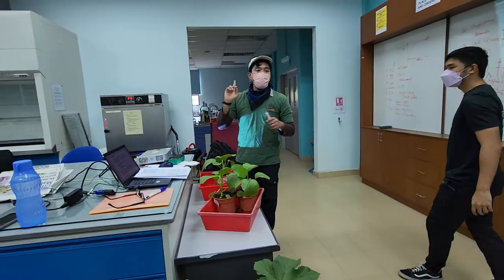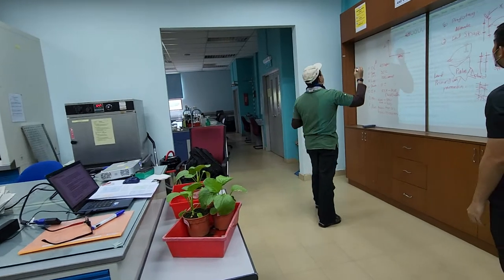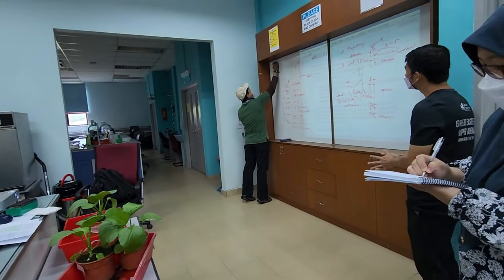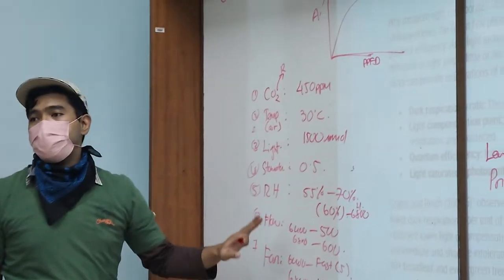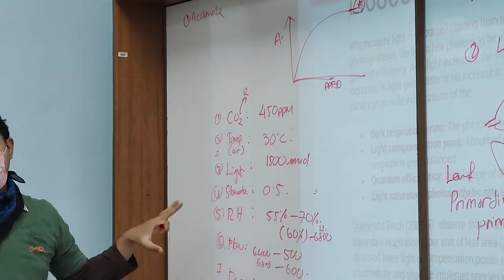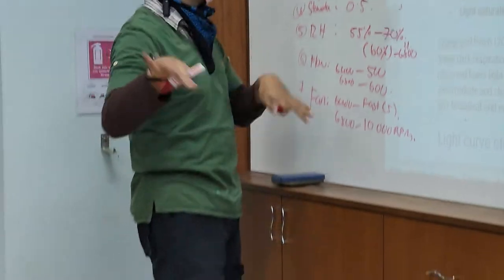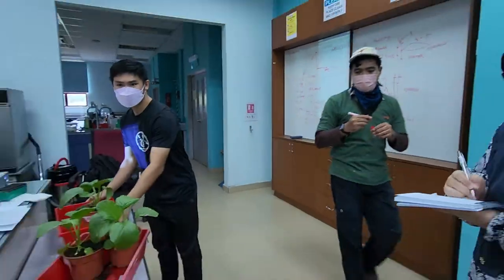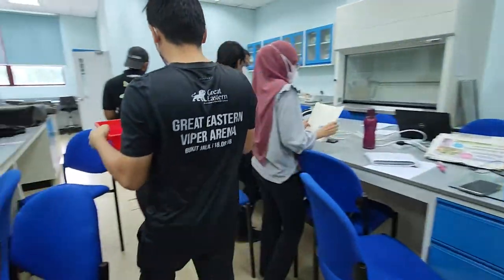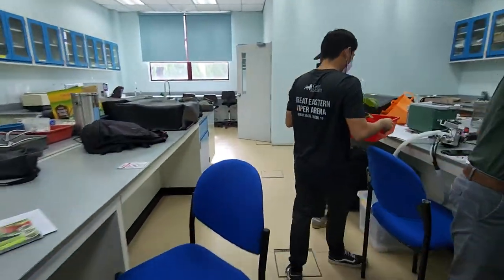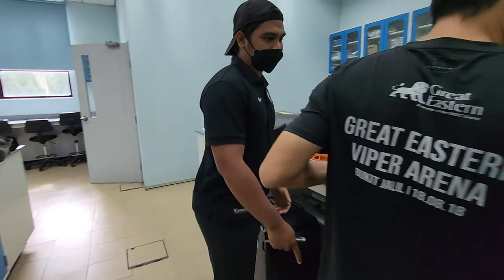Kapit. Now you need to acclimate. Okay. Method dia adalah number one you need to acclimate. Acclimate to what? To all this condition dah yang ada sehari tu. This will take a while. So kapit cepat. Go, pick your plants. Now clamp your leaf. Move lah dekat situ.